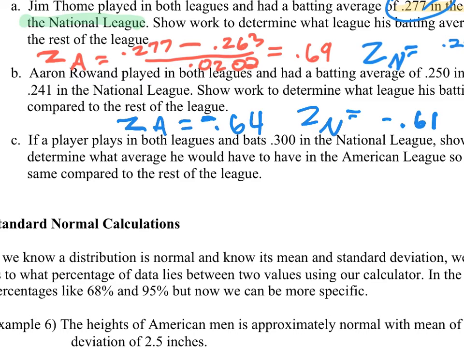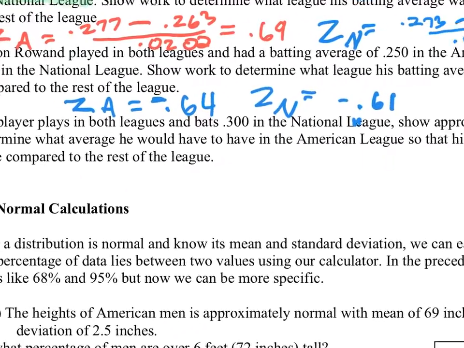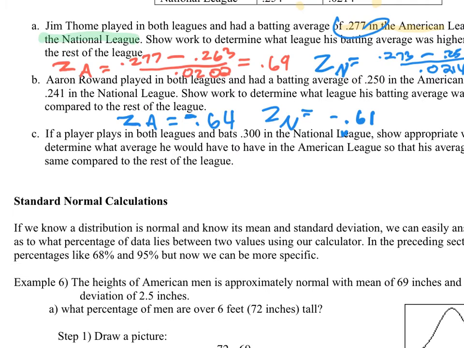He's not as good as, obviously, Jim Thorpe was. But which league did he do better in? He did better in the National, even though his batting average for the American was still higher, wasn't it? If we do this on the quiz, do we round it or put 4 decimals? You'll never be wrong if you do 4 decimals.